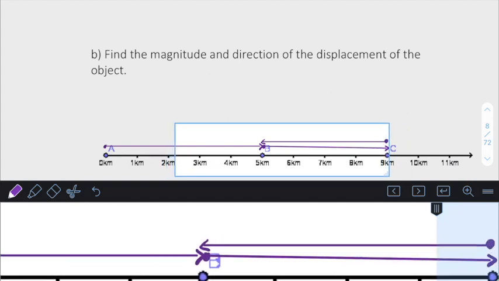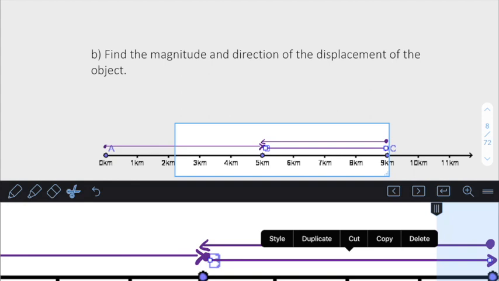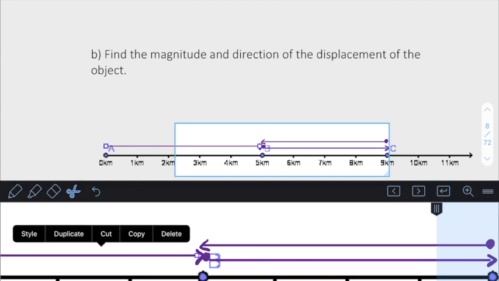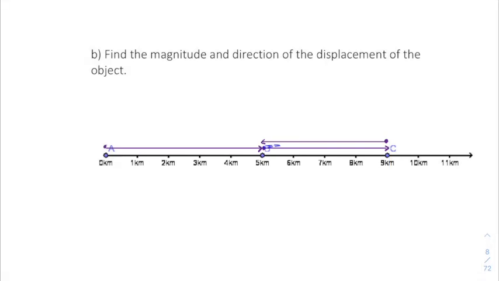Looks like I've got a little bit of an angle on that, but that's what happens. There we go. Okay, now I'm happy with it.